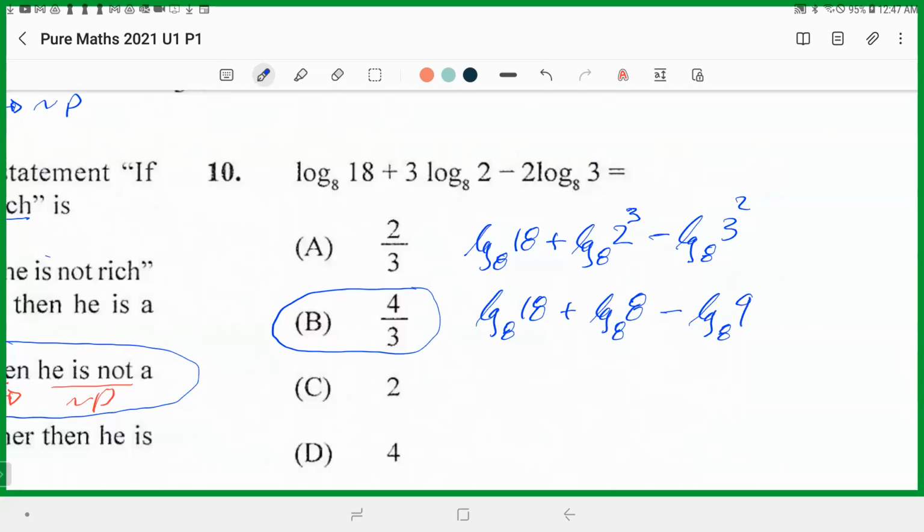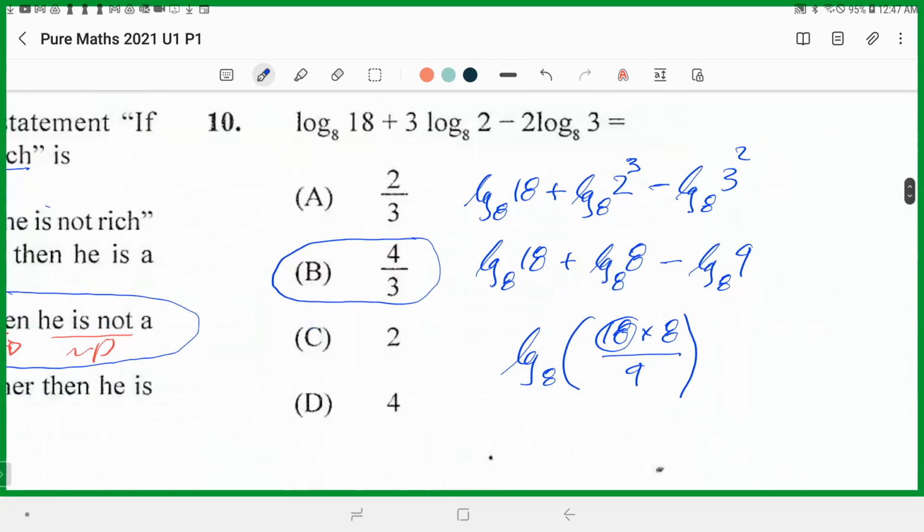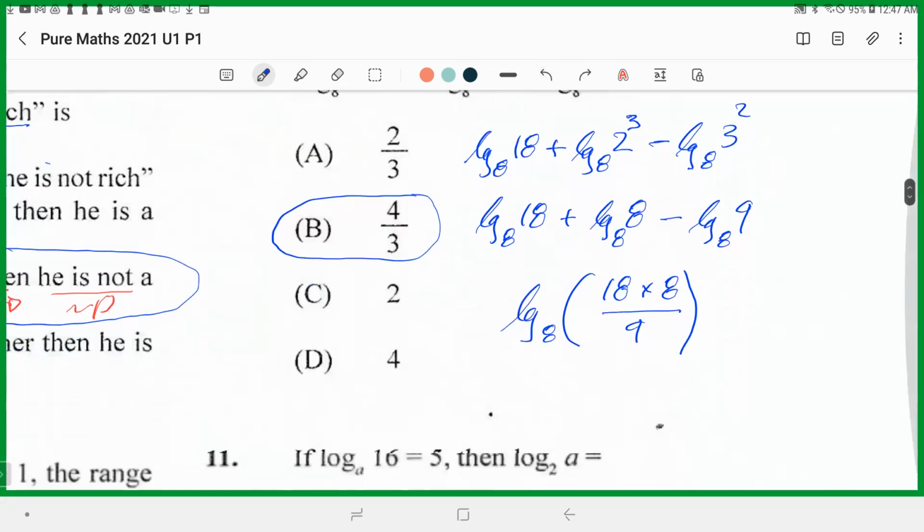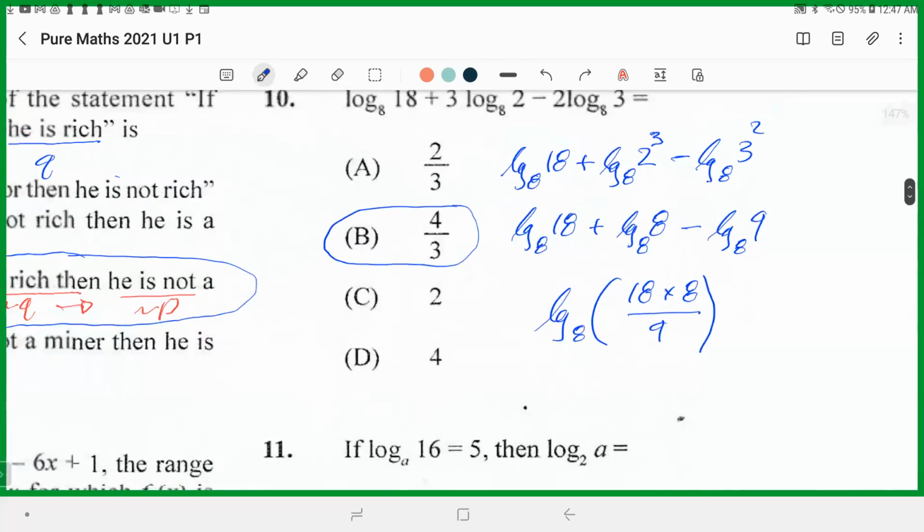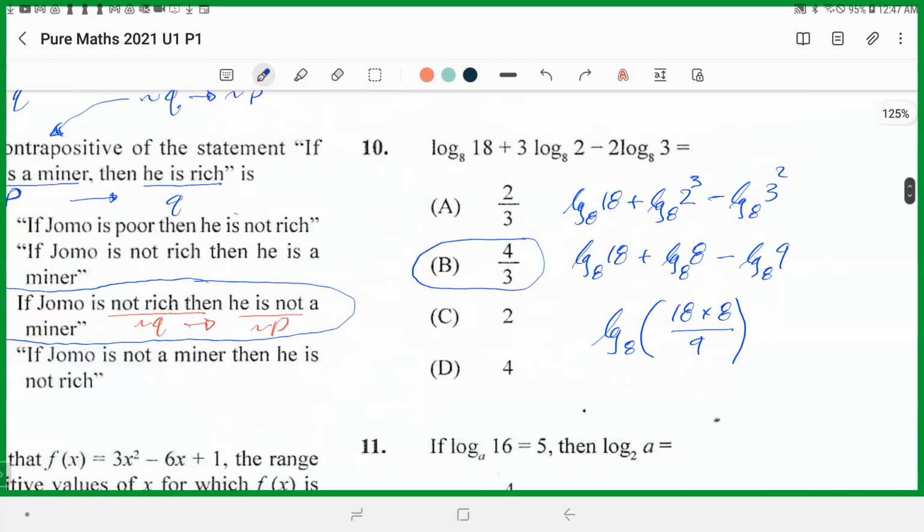Ready now? It becomes 1 log to base 8 of what? 18 times 8 divided by 9. This process means multiply 18 times 8 divided by the 9. So 18 divided by 9 is 2, and 2 times 8 is 16. So I'm going to get log to base 8 of 16.